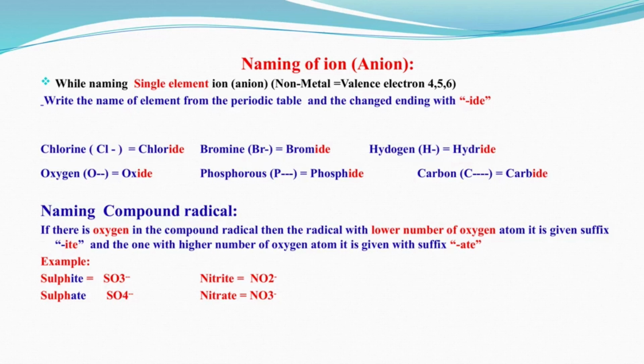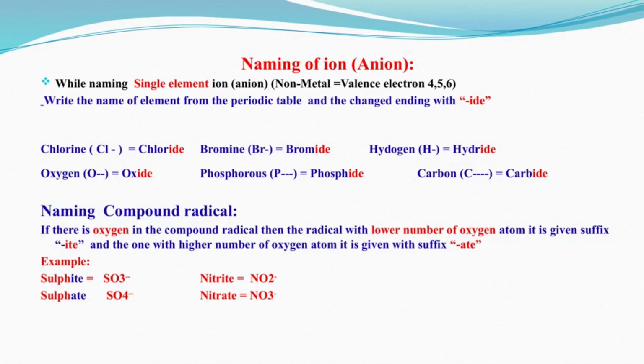For example, chlorine. Chlorine has valency 1 and is written as Cl minus. We will not write chlorine ion. Instead, we will write chloride. The ending is changed to IDE, C-H-L-O-R-I-D-E. So bromine is bromide, hydrogen is hydride, oxygen is oxide, phosphorus is phosphide, carbon is carbide.